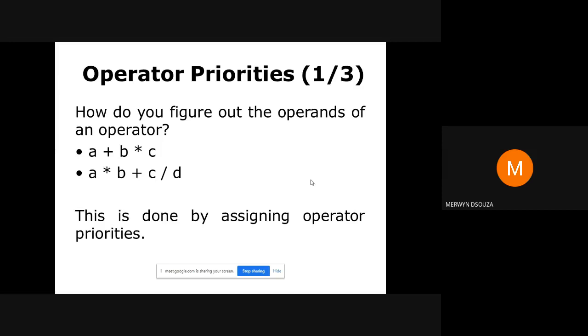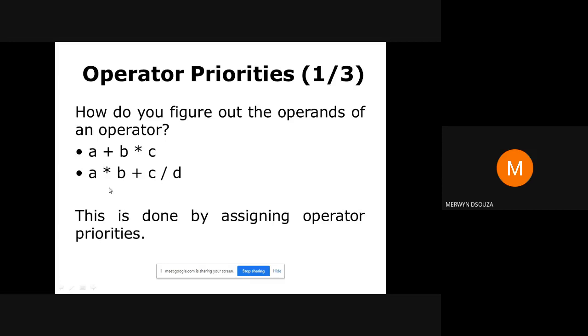Suppose you are given an expression like this, A plus B multiplied by C. How do you know whether you should perform A plus B first or B multiplied by C first? Or for example, you are given another expression, A multiplied by B plus C divided by D. Here also, which one should you do first? Multiply, plus, or divide?